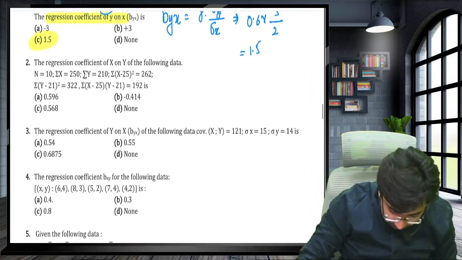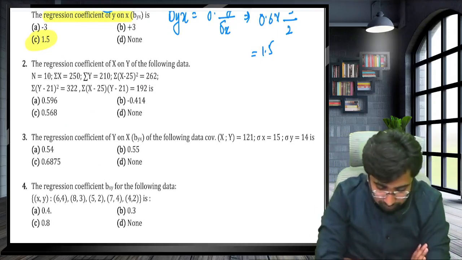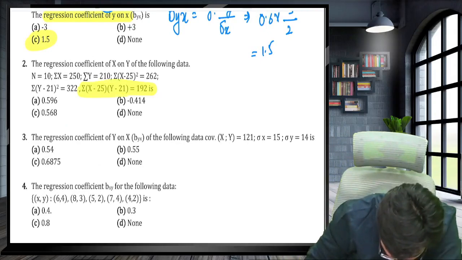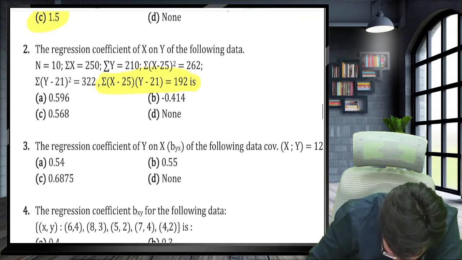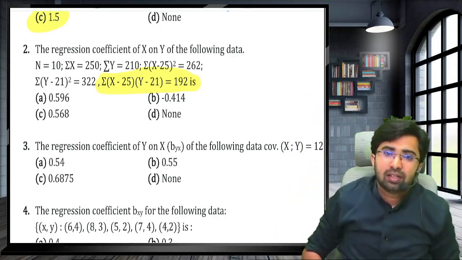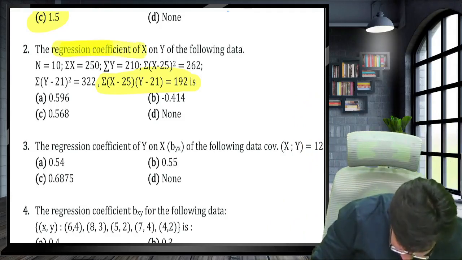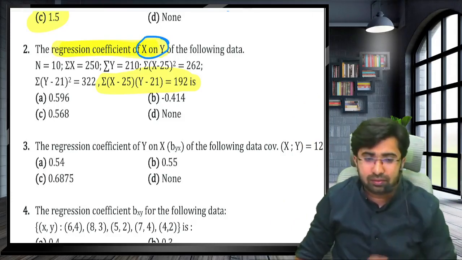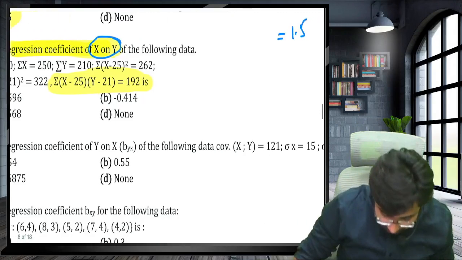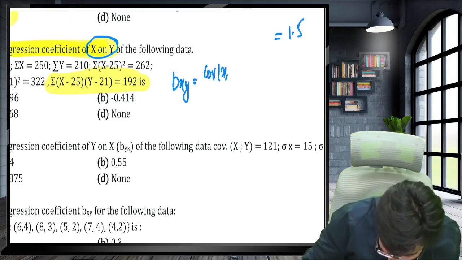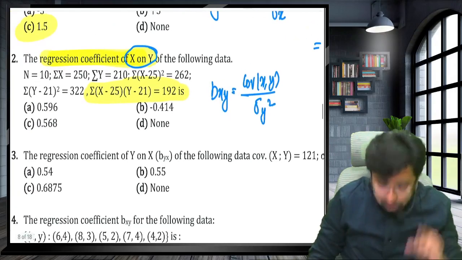Next question. The way they have given you the information, this will inspire you for what? Correct. Now solve it. They are demanding the regression coefficient x on y. Which formula to apply for x on y? The third one. Bx on y is equal to covariance between x and y divided by standard deviation of y whole square.